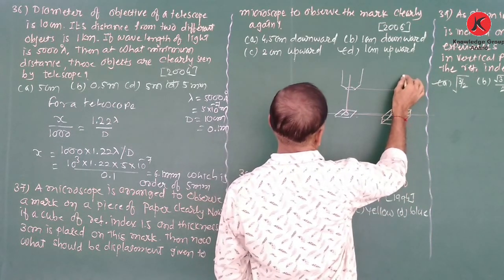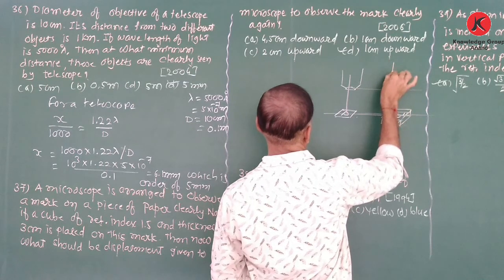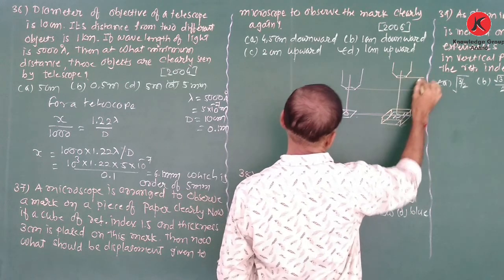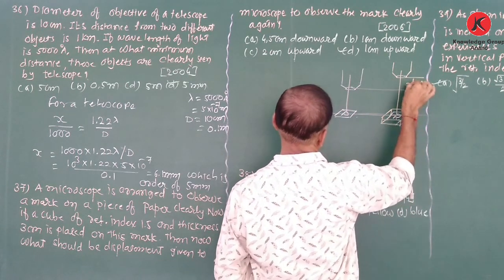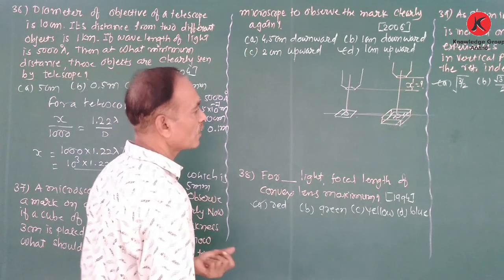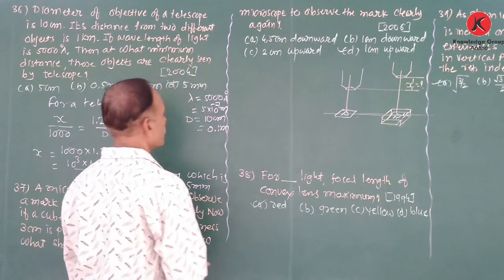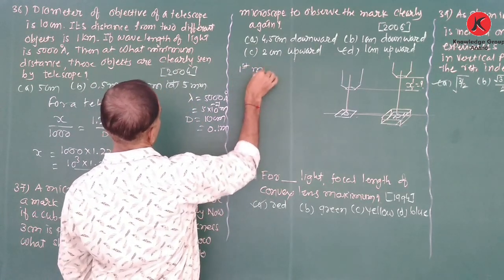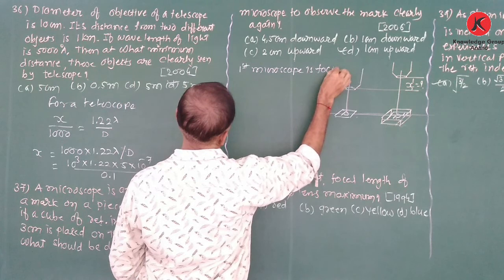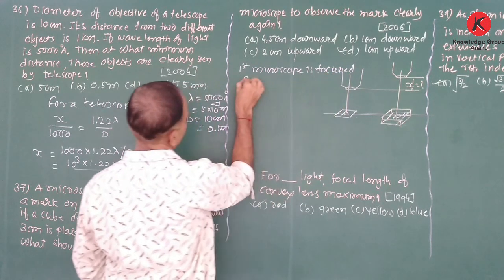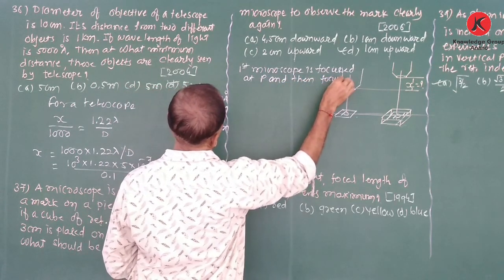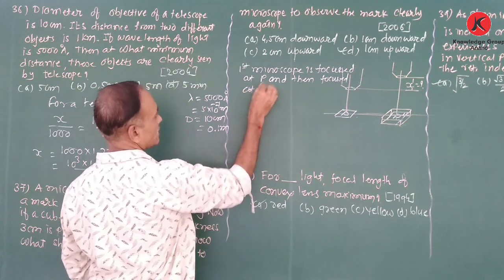So we have to move upward. This microscope, there is the X, we have to find out this value. First the microscope is focused at T, then the microscope is focused at P, and then focused at P dash.